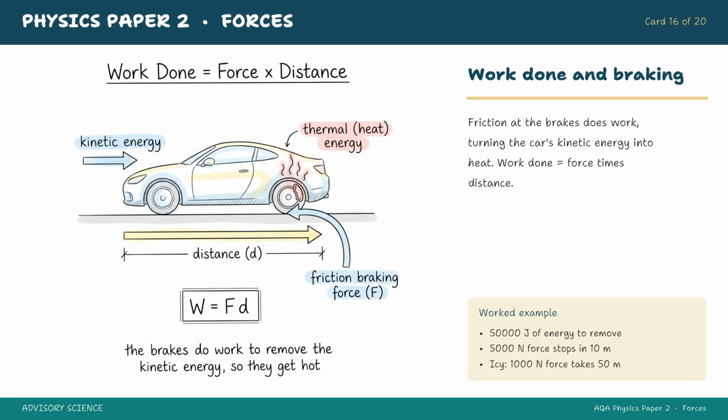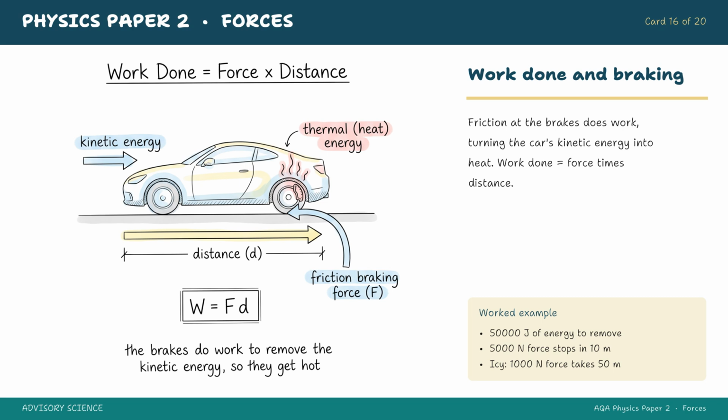A moving car has lots of kinetic energy. And when that car comes to a stop, the energy doesn't just disappear. When the brakes are applied, friction does work and transfers the car's kinetic energy into thermal or heat energy. This is calculated using the formula work done equals force times distance, W equals F times D. Work done is just a physics word for the total amount of energy you need to transfer to bring the car to a stop. To put it simply, work done changes one form of energy into another form of energy.